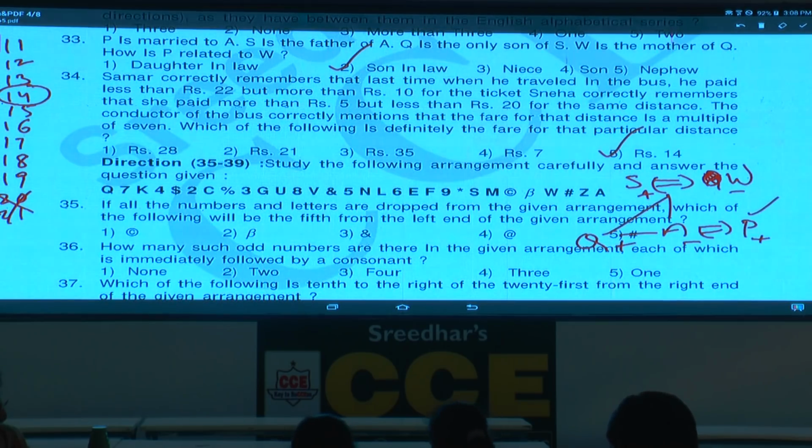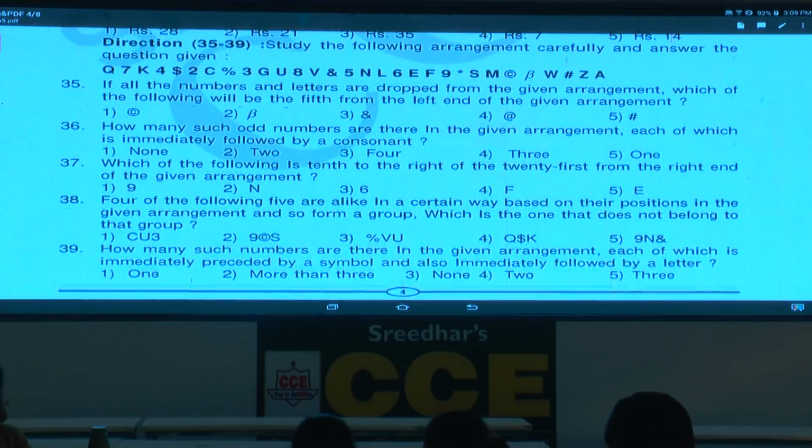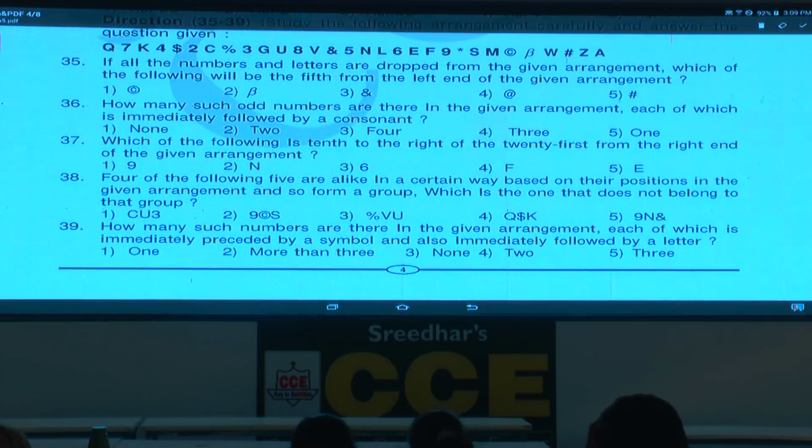Then 35 onwards. Now question number 35. If all the numbers and letters are dropped from the given arrangement, then what is left over here? Only the symbols are left over. Then which of the following will be fifth from the left hand of the given arrangement? Fifth symbol from the left: 1, 2, 3, 4 and 5. Then what is the answer here? Copyright, that is given in choice 1.